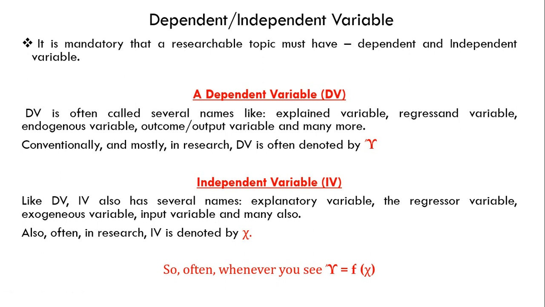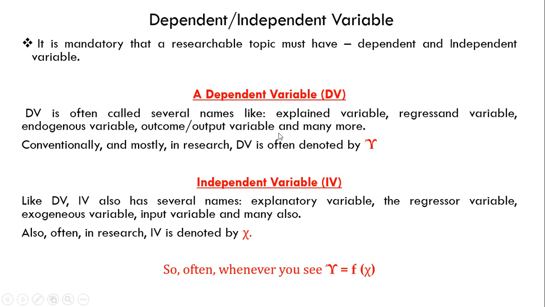Now, going forward, what are dependent and independent variables? Specifically, every topic in research, especially in the social sciences, management sciences, and the like, is expected to possess items called the dependent and independent variable. A dependent variable is often called the outcome or output variable, the variable that is explained, the variable that is expected to be influenced by the input of one or two or three other items.